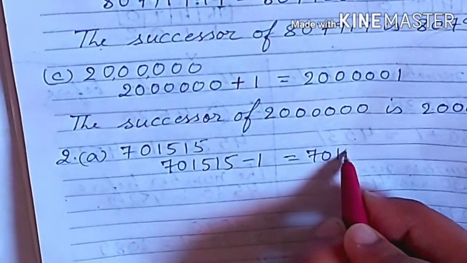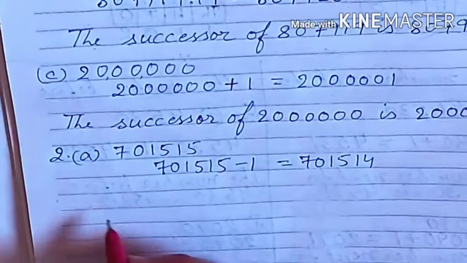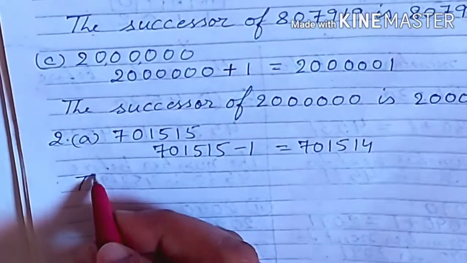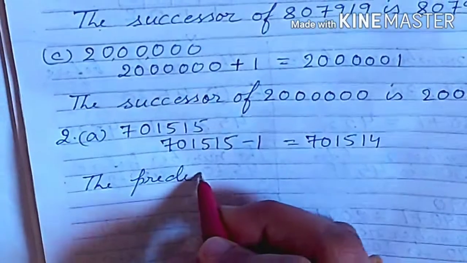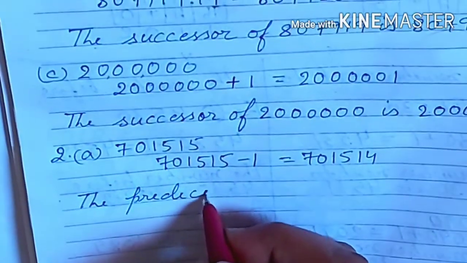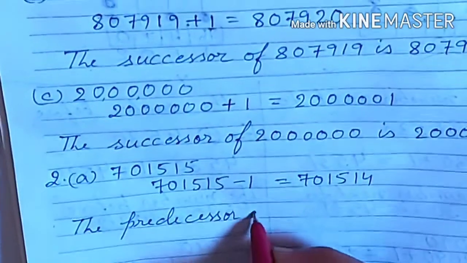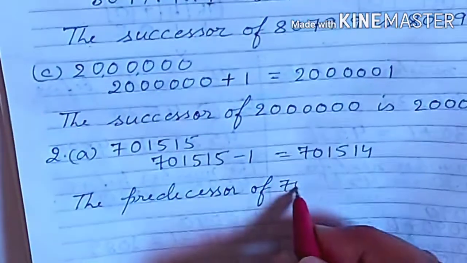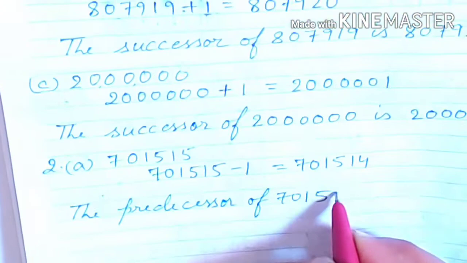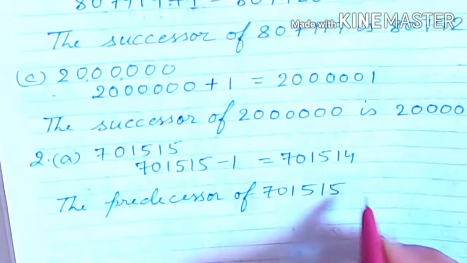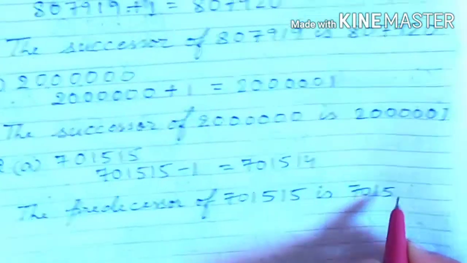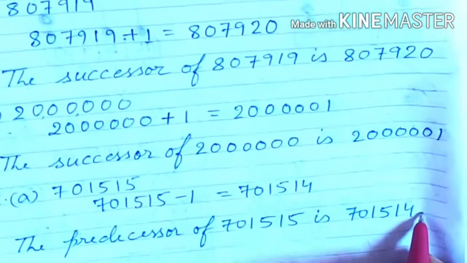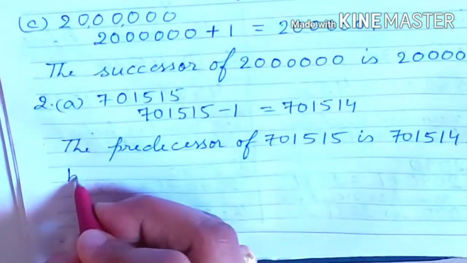7,01,514. The predecessor of 7,01,515 is 7,01,514.